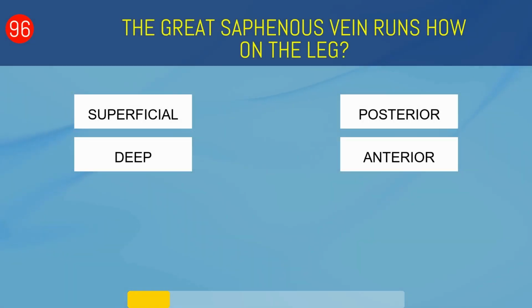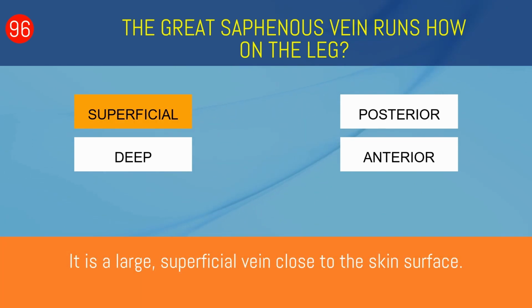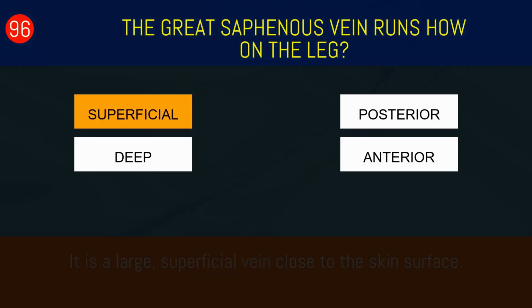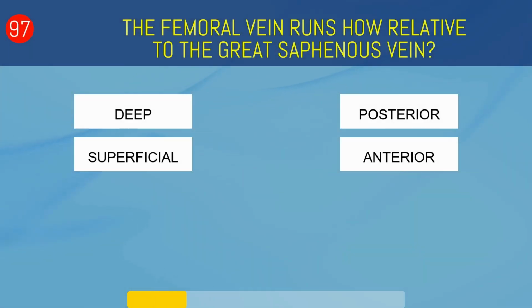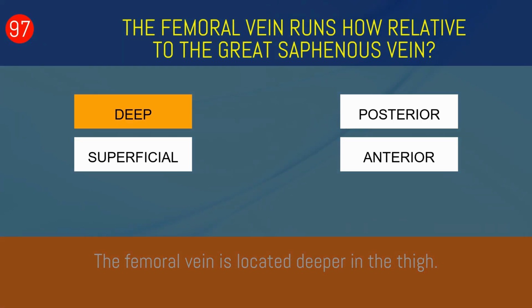The great saphenous vein runs how on the leg? Superficial, deep, posterior, or anterior? Superficial. It is a large, superficial vein close to the skin surface. The femoral vein runs how relative to the great saphenous vein? Deep, superficial, posterior, or anterior? Deep. The femoral vein is located deeper in the thigh.